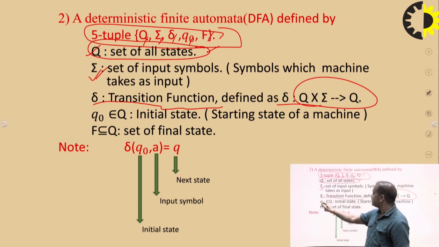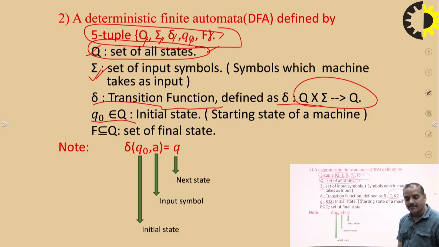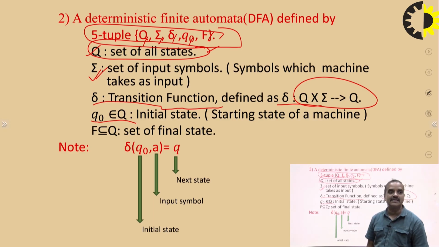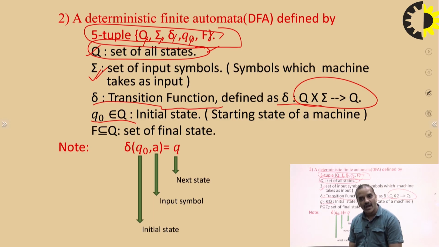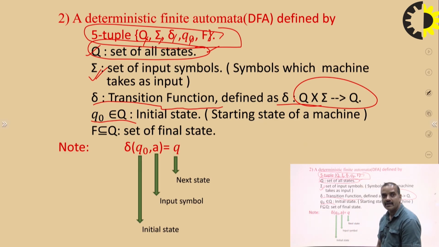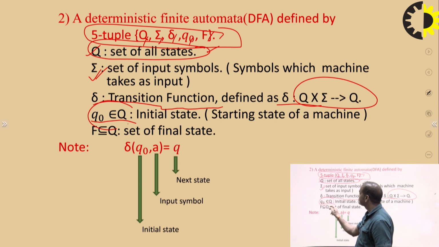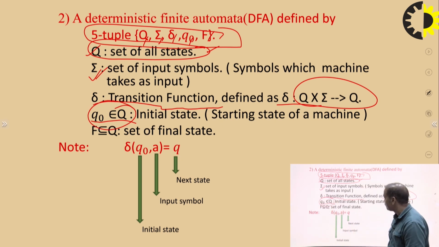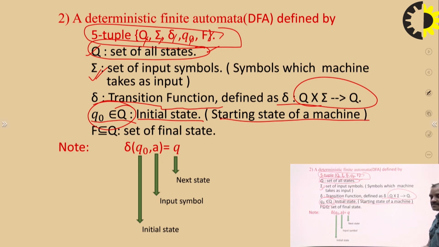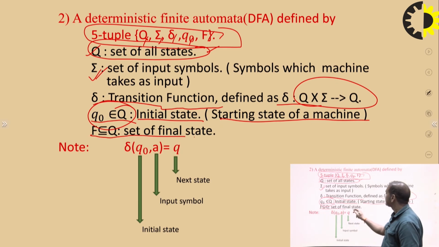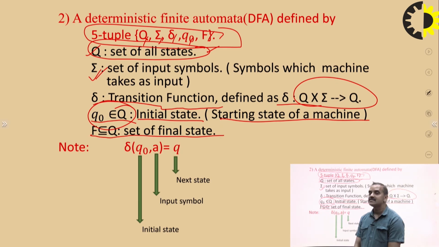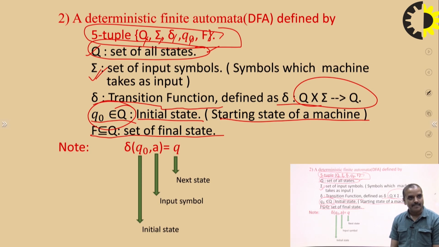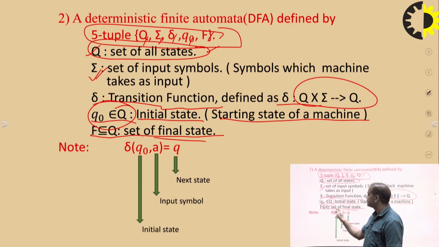Q naught is the initial state, where we have to start the machine. The point from which we start processing is decided by Q naught, and Q naught is a member of capital Q, the initial or starting state of the machine. Here F is a subset of capital Q. This is the set of final states.